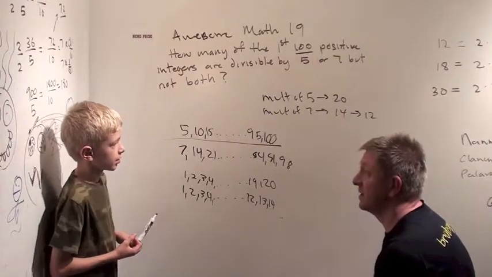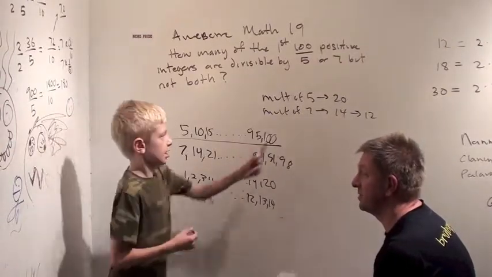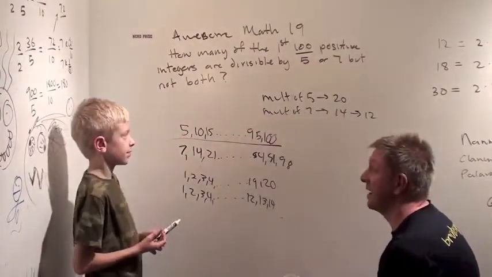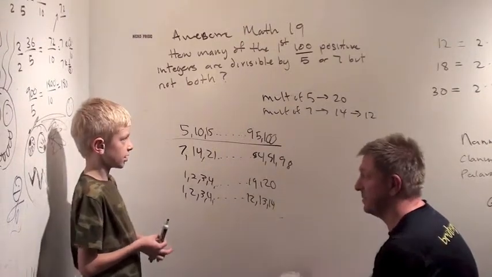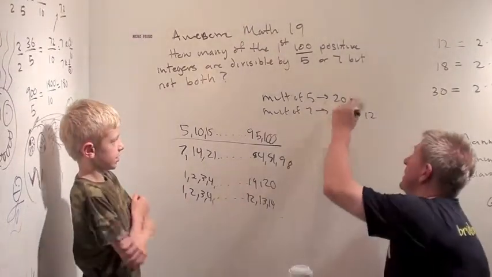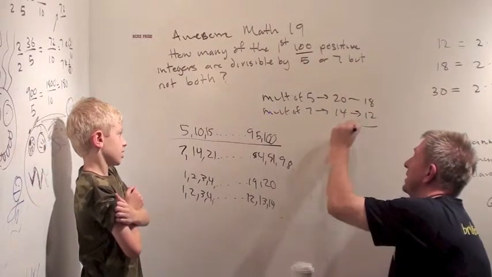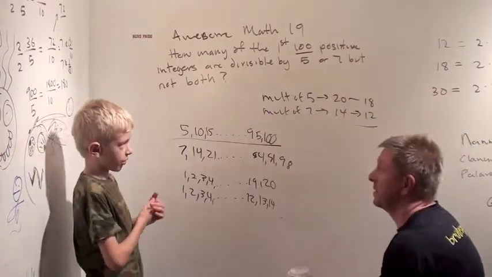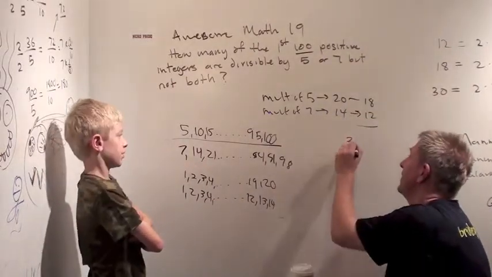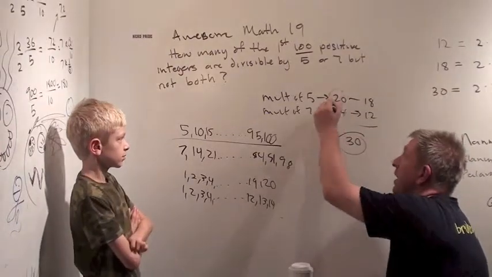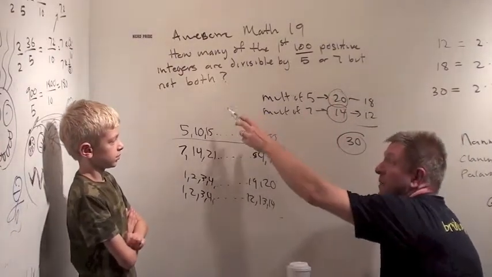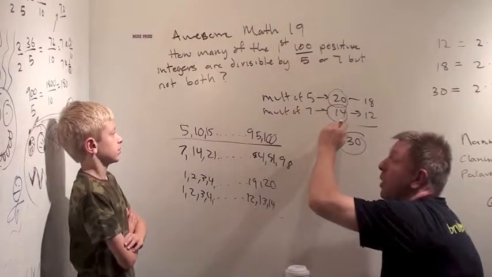So how many is that? That's 18. Aha! 18 and 12, so 30. There we go. So when we added them up without thinking about what was together, we got 34.